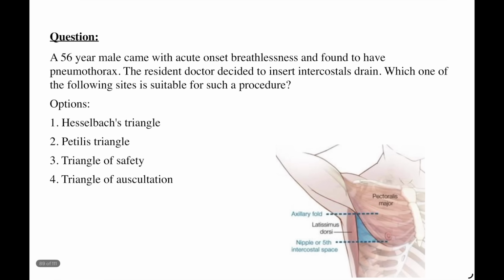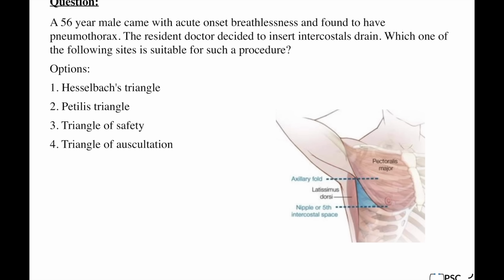Okay. Next, see here, this is the triangle of safety. When we are doing intercostal chest drainage for pleural effusions and all, treatment of pneumothorax and all, this is the area. You have the pectoralis major, you have latissimus dorsi and the fifth intercostal space. Here you have to insert, and when you are inserting, make sure that the superior border or inferior border, you have to be careful.